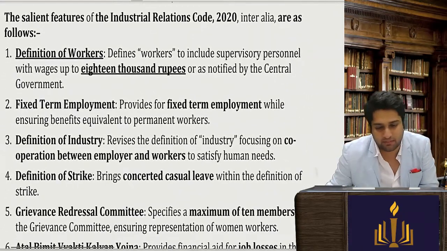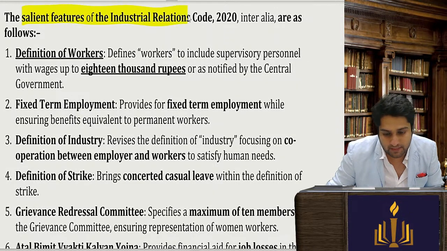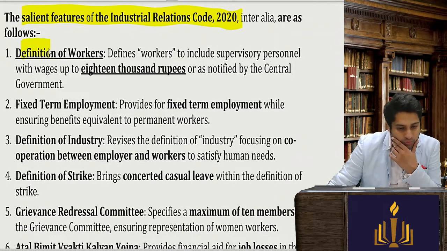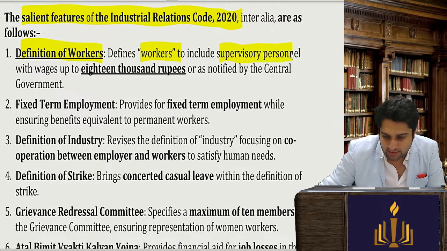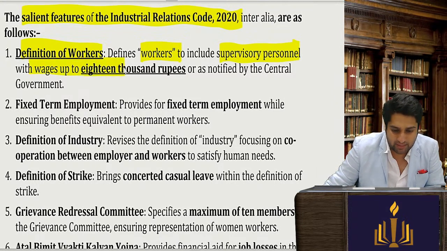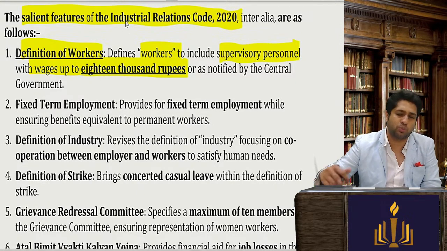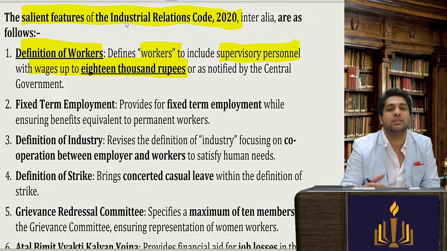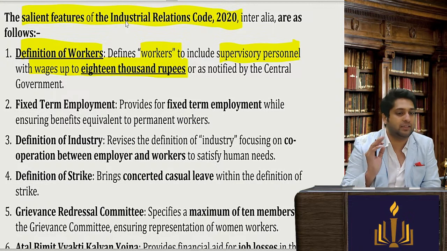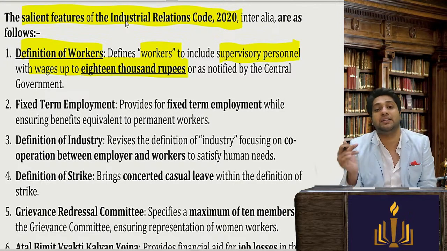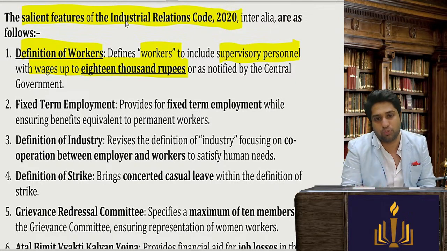Now again, a very, very important point: salient features of the Industrial Relations Code. Definition of workers. It defines workers to include supervisory personnel having wages up to 18,000 rupees. So workers include those who have a supervisory role with salary up to 18,000. If it is above 18,000 and they are in a supervisory role, they are outside the definition of workers for the purpose of this Act.